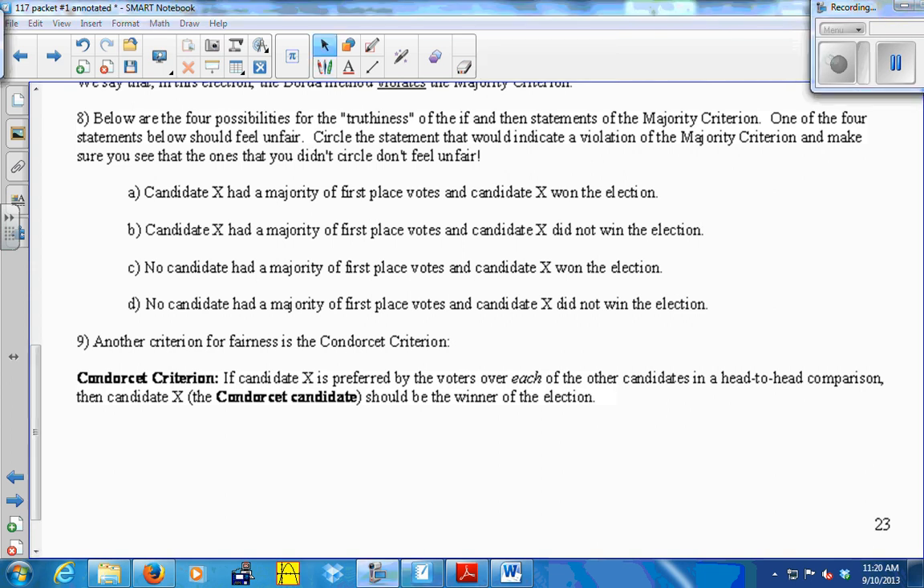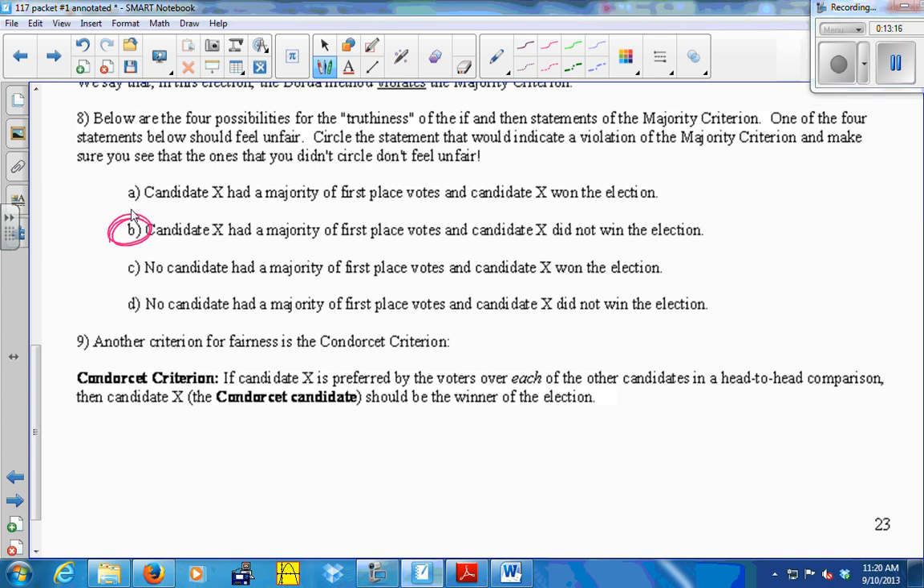All right, so it appears that most people have agreed that B is the unfair outcome, where a candidate wins a majority of the votes but does not win the election. That feels unfair, right? Someone won a majority but didn't win the election, right? If this happened where you had a vote among children, you'd have a little temper tantrum. But I had a majority, right? Might have that anyway, right?